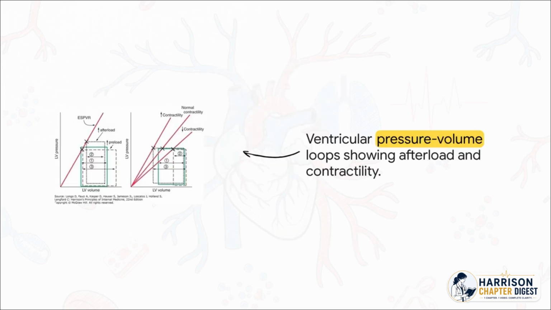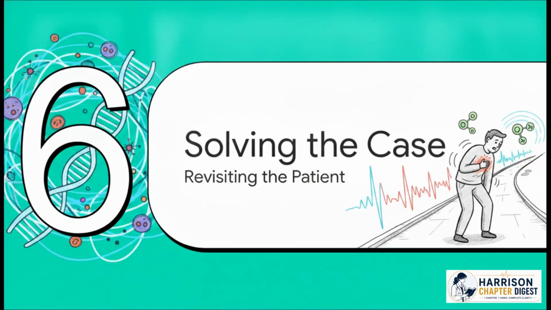Now, there's a simple rule of physics at play here. In a pressure-volume loop, the width of the loop represents the stroke volume, the actual amount of blood ejected. If you raise the afterload, meaning the heart has to pump against much higher pressure, the peak pressure shifts up and the width of the loop shrinks. The stroke volume drops and more blood gets trapped inside the ventricle. And if contractility drops, you get the exact same bad result, a weaker squeeze, less blood pumped out, and a dangerously backed up system.